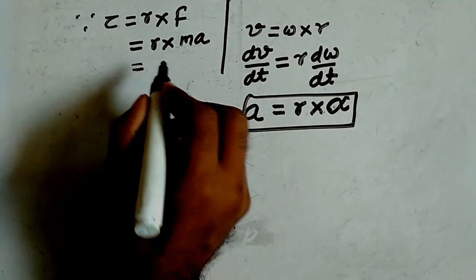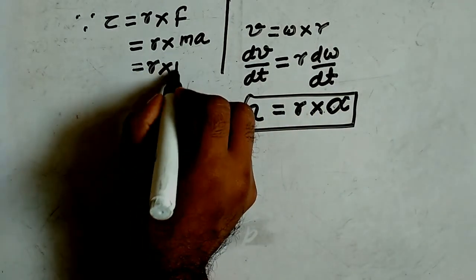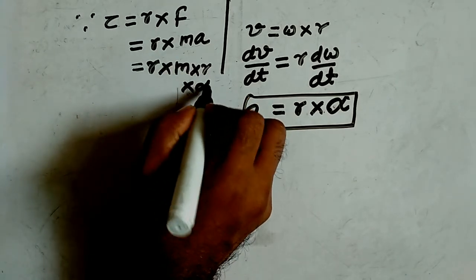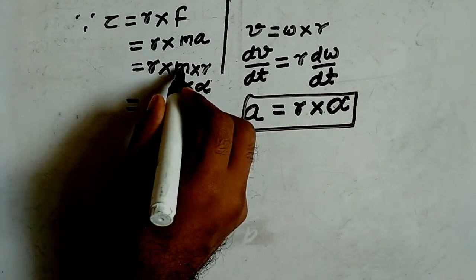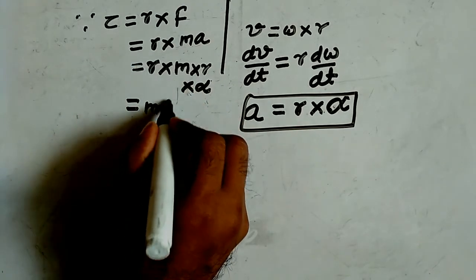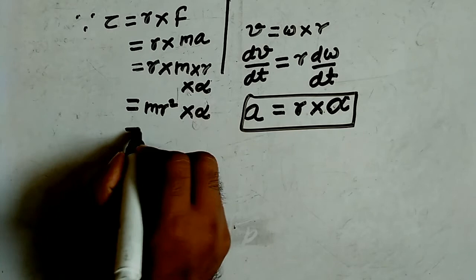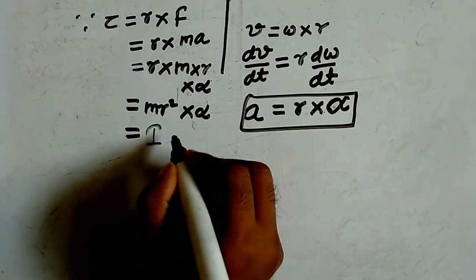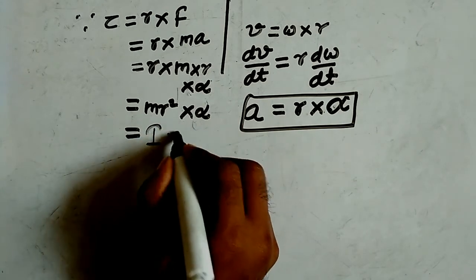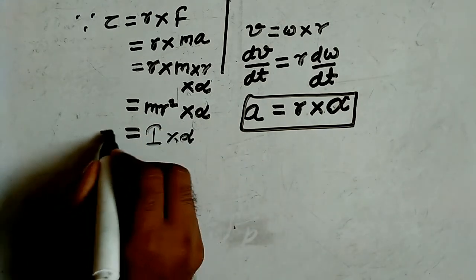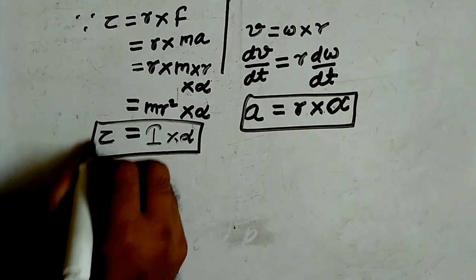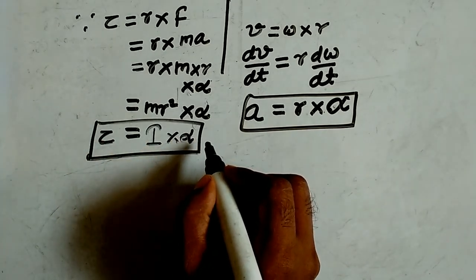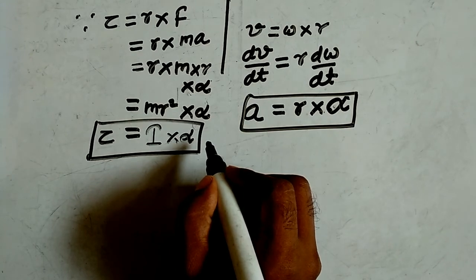So we can put the value of a here. In place of a, we can write r into alpha. So this becomes m r square into alpha. And we have studied before that this m r square is nothing but I, the moment of inertia of a rigid body. So we have the relation tau equal to I into alpha, the relation between the moment of inertia I and the force of rotation, that is torque.